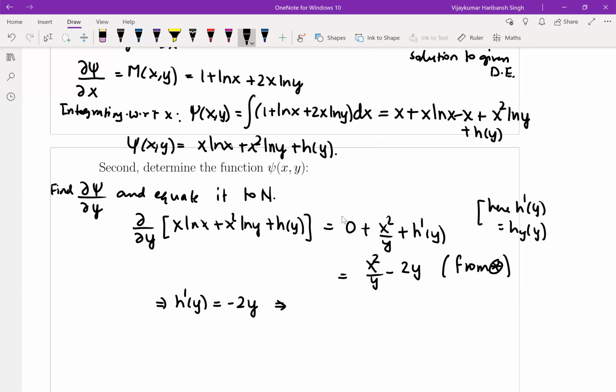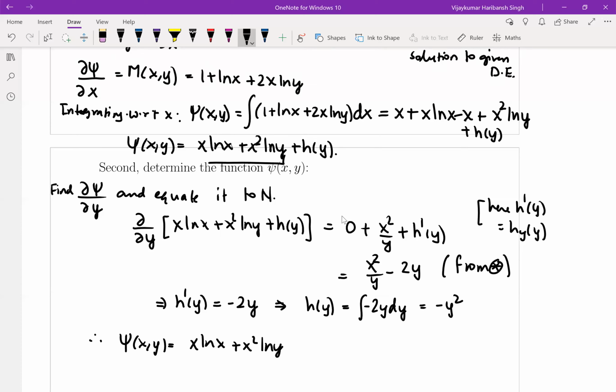This would give me h of y is the integral of minus 2y dy, which is going to be minus y squared. And again, I'm not adding a constant because that constant will be absorbed when I write phi of x,y equals c. So therefore, the solution is phi of x,y equals x ln x plus x squared ln y, and then instead of h of y, I have simply minus y squared. This equals the constant c. So this is a solution.